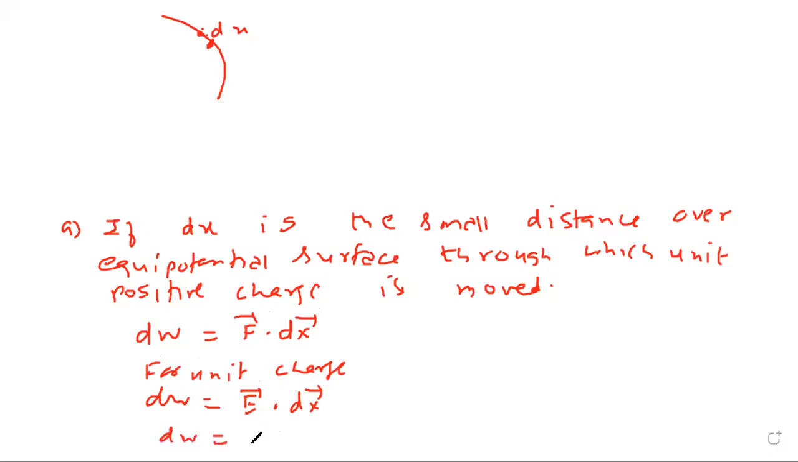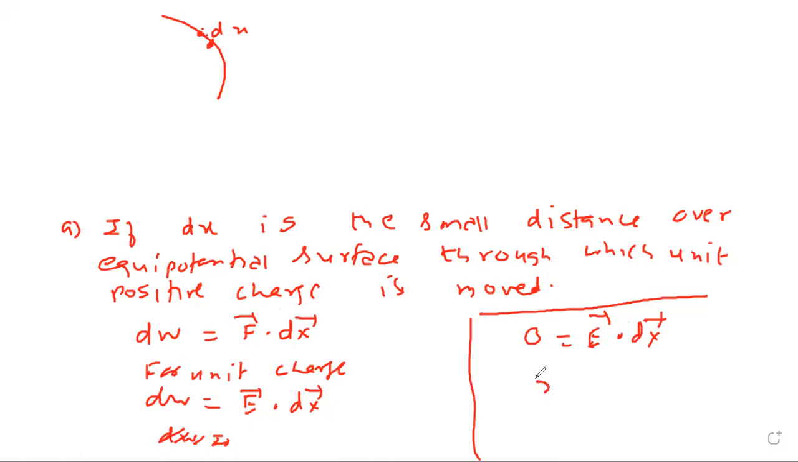Therefore dW, since we are moving on the same surface, is 0. So 0 equals E bar dot dx bar. Any doubt till this? Because this is a very important part we are going to write now. On an equipotential surface, if a unit charge is moved, work done is force into displacement, force is intensity into q, q is 1, into dx. But work done is 0 on a unit positive charge.